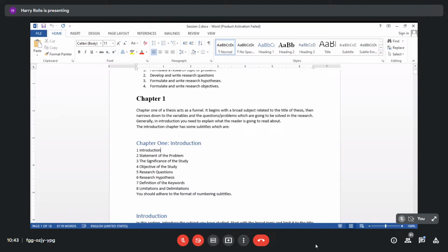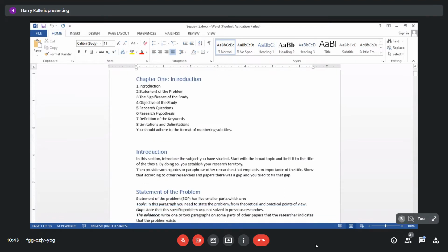So normally, sabi nga ni nung nag-usap tayo noon or nagpaliwanag si Ma'am Mayet or si Dr. Agustin, sinabi niya na depende daw yung format sa institution kung ano yung ginagamit. So normally, this is what we are using here in the College of Engineering. You have your introduction, you have the statement of the problem, the significance of the study, objective of the study, research question, research hypothesis, definition of keywords, limitation, and the delimitations of your study. So let's talk about the introduction.